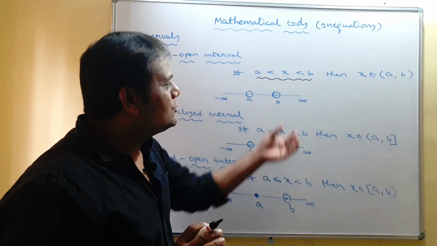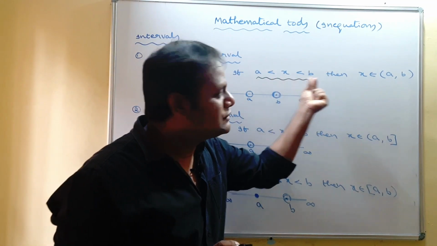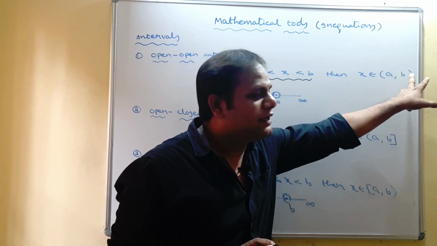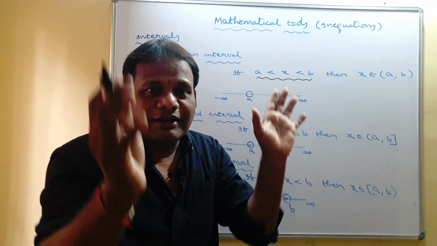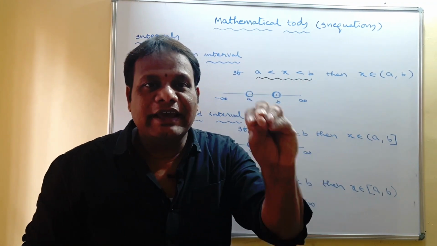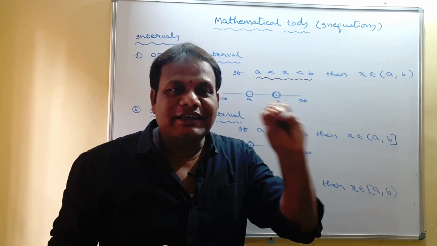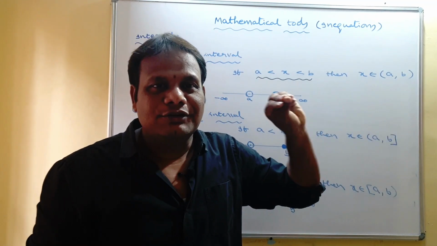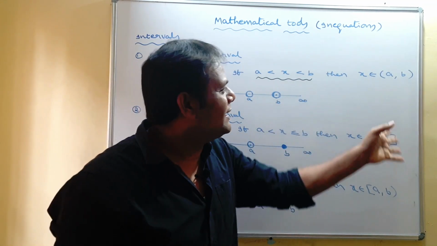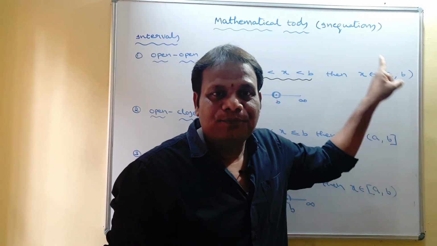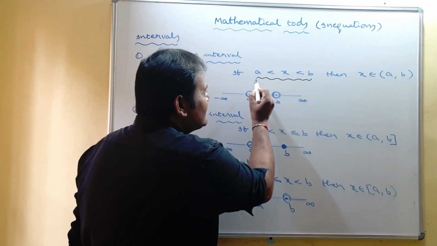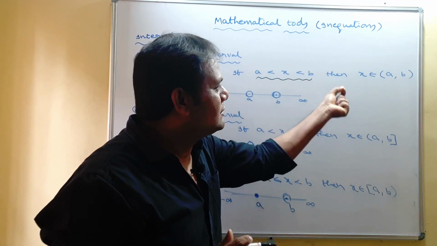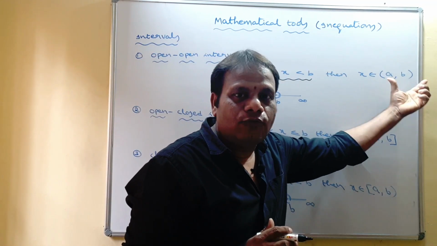Then we represent those values like this. That is, x belongs to open interval a comma open interval b. Here open interval a means a is not included. Open interval b, so b is also not included. But you can take any value in between a and b. So a less than x less than b.